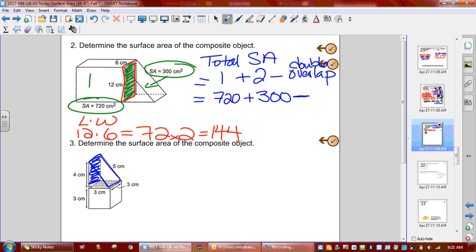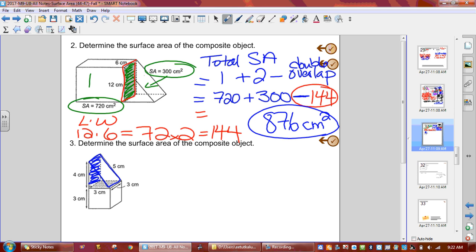And that's the only thing we have to do to this question, is find out the part to subtract, and then add it together and subtract the overlap. So how big is the total surface area then? 876, you betcha. So 876 centimeters squared. That is our total surface area. Okay. And again, it's object 1 plus object 2, subtract your double overlap.